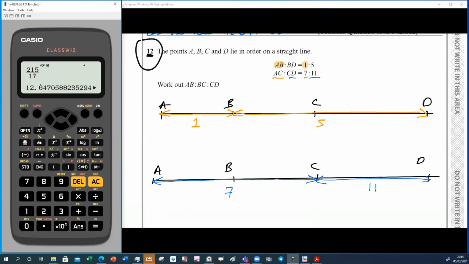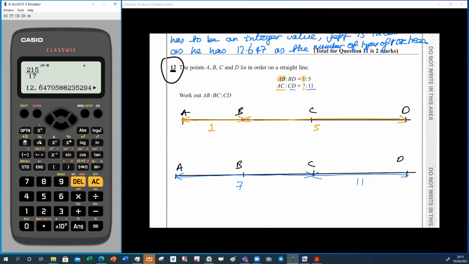Now, don't worry about it physically looking like, oh, that can't be 11. According to the top one, if that one's 5, how can that one be 11? Don't worry about that for the moment, because nothing's been drawn to scale, and it's just the idea of the question. Now, if we look at the bottom question, the 7 to 11, how many parts of the ratio do we have? 18 parts. Yes, we have 18 parts.